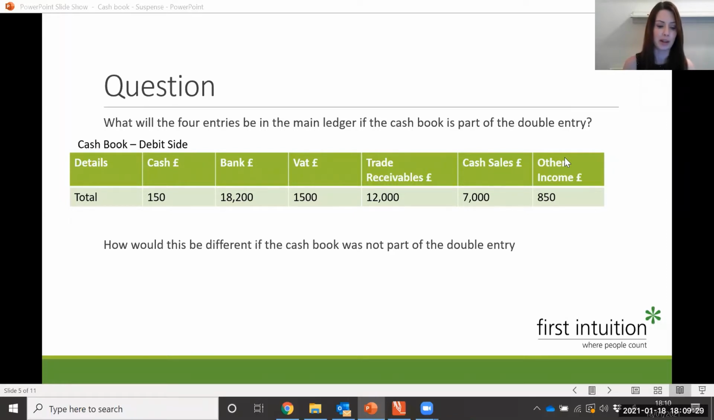Will they be debits or will they be credits? Cash sales is a credit. VAT credit. Then receivable debit. Right. So all the accounts, the VAT, trade receivables, cash sales, and other income, all 4 will be a credit. And that is because the cash book, we're told, is part of the double entry bookkeeping system. So therefore, the debit side of the double entry is being done. You only need to allow for the opposite side, which will be the credit.